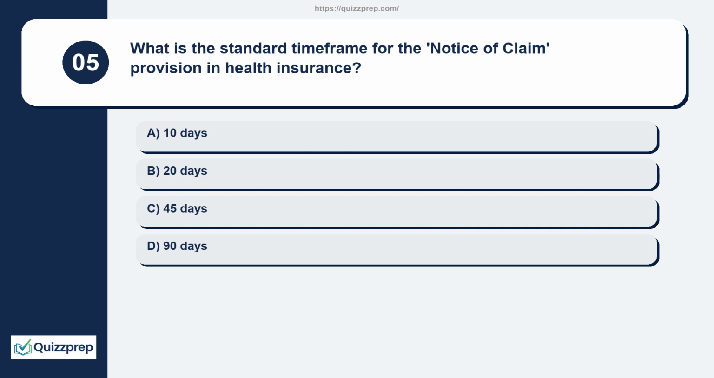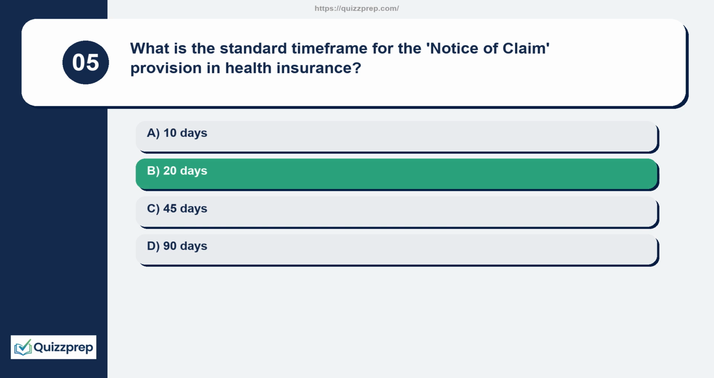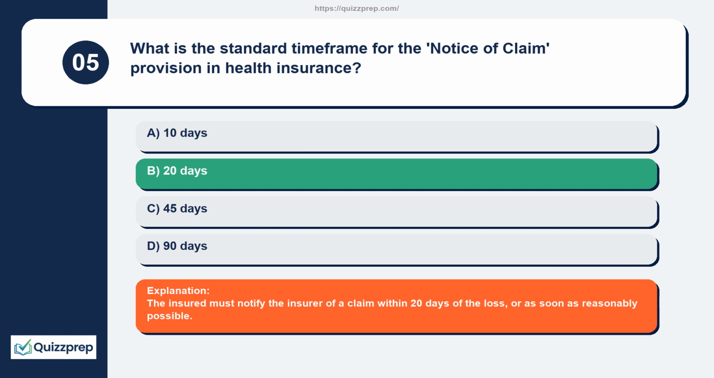Question 5. What is the standard timeframe for the notice of claim provision in health insurance? 10 days, 20 days, 45 days, 90 days. The insured must notify the insurer of a claim within 20 days of the loss, or as soon as reasonably possible.